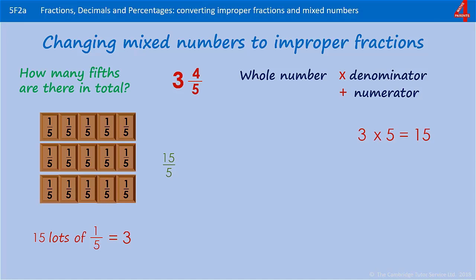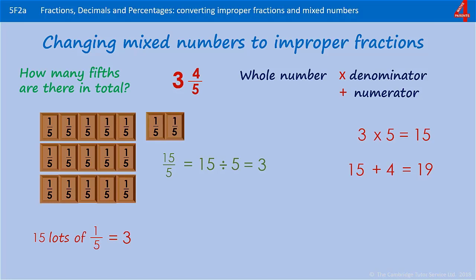Remember that 15 over 5 is the same as saying 15 divided by 5. 15 divided by 5 is 3. So that's just taking you back to it using the inverse operation. Now we've worked out the whole number multiplied by the denominator, we need to add the numerator. So we have the 15 that we worked out from saying 3 times 5, and we add the numerator, which is 4, and that gives us 19. That tells us how many fifths we have all together.